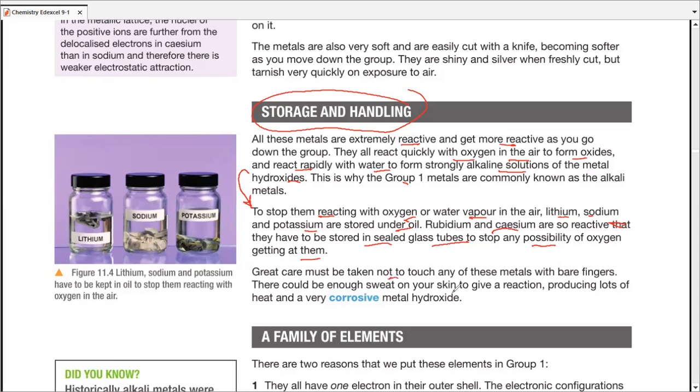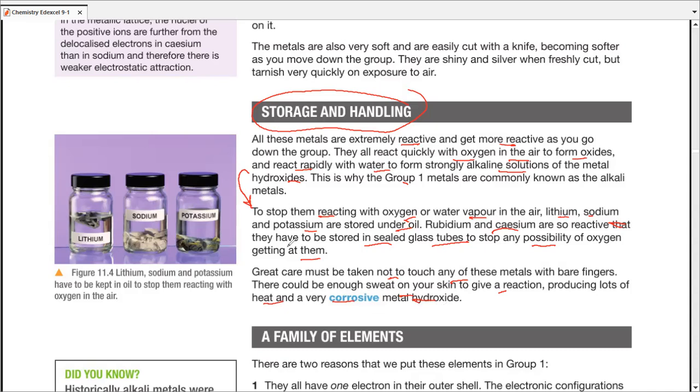Great care must be taken not to touch any of these metals with bare fingers, because there could be enough sweat on your fingers to give a reaction. They're very corrosive. They're quickly going to eat your skin. They're so corrosive, and this reaction produces a lot of heat. This produces metal hydroxide. They can use the water on the top of your skin, which you may not be able to see with your naked eye, but they would be able to react. So never touch them with bare hands.